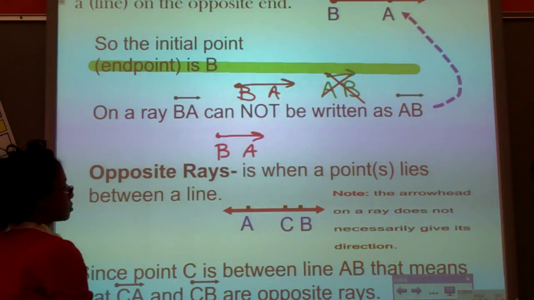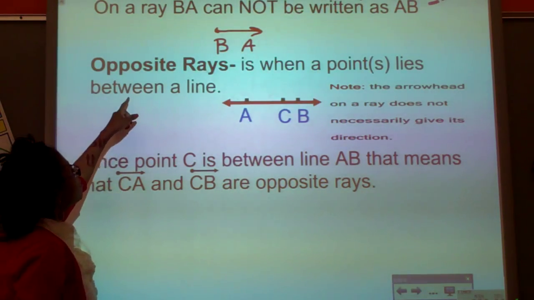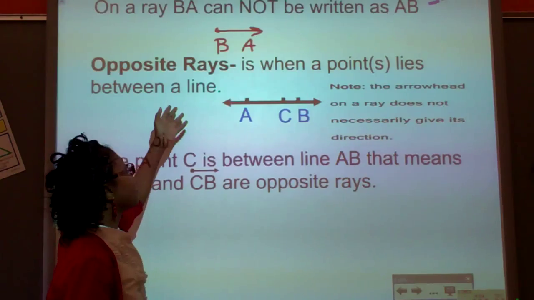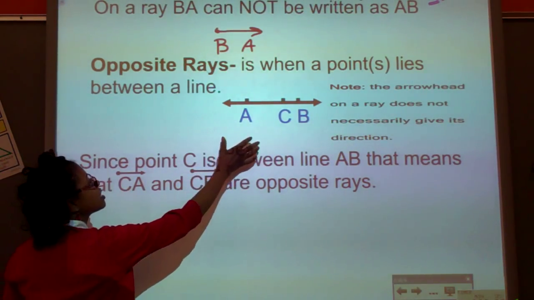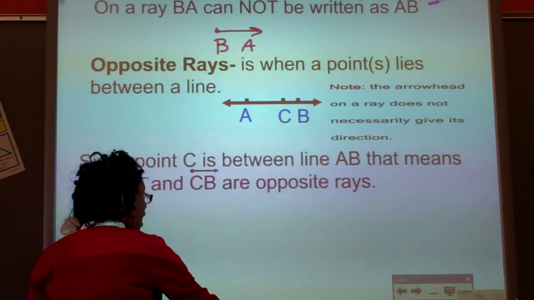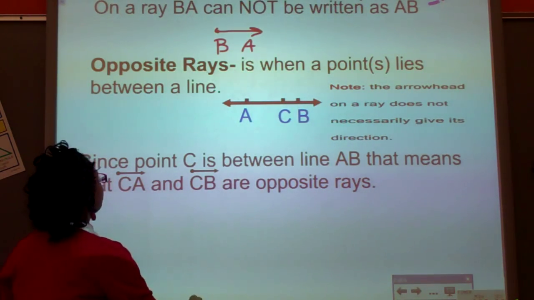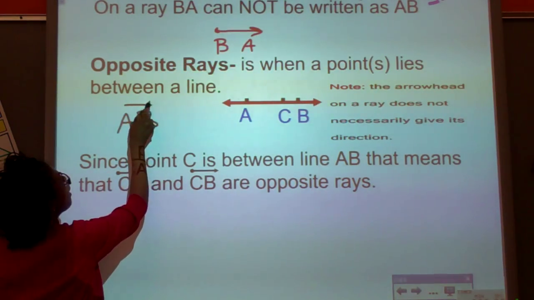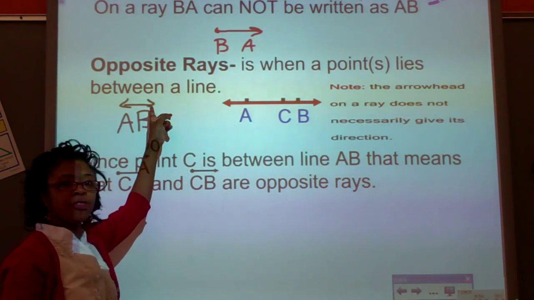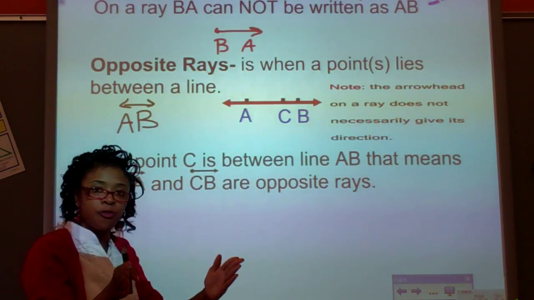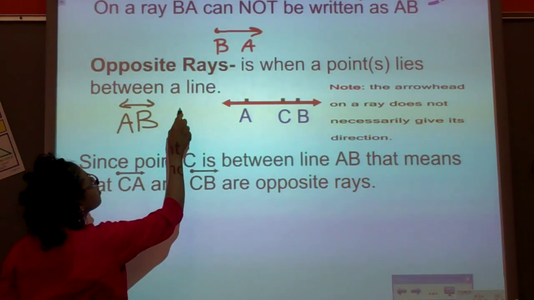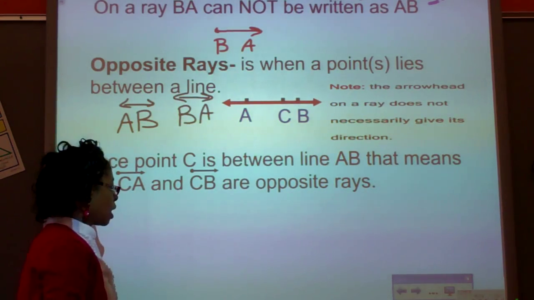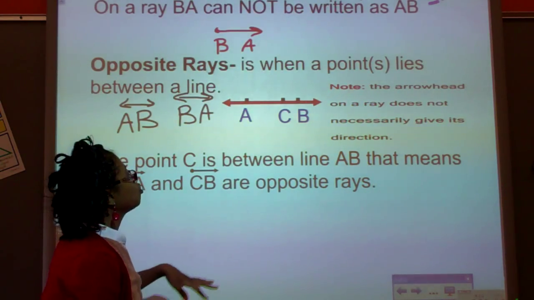Opposite rays. Opposite rays is when you have a point, or several or numerous points, that lie on one line. Notice this line. I can call this line several different names. Okay? First of all, I can call this line AB. Remember, I must put the arrowheads. When I don't put the arrowheads, it means it's a segment and it's cut, it's fragmented. Okay? I can also call this line BA. Some other names we'll talk about in the future.